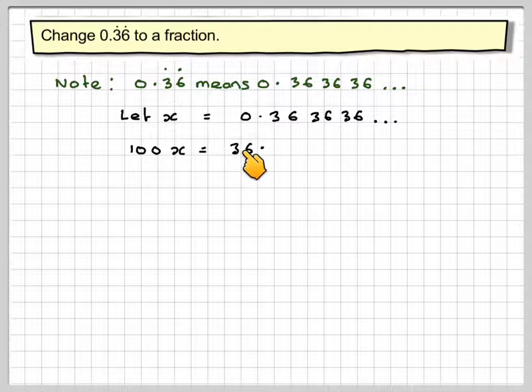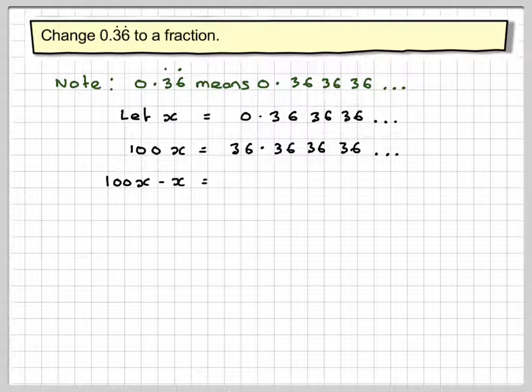So you now get 36.363636. And then when you do 100x minus x, you're going to get 36 minus 0, which is 36. 36 take away 6 is 0. 36 take away 36 is 0. 36 take away 36 is 0. And so on. Now 100x minus x gives you 99x.